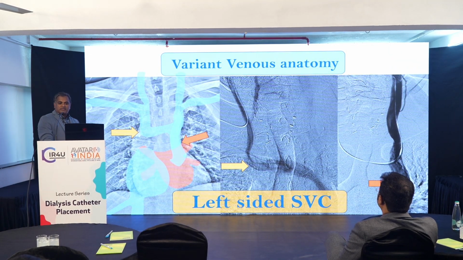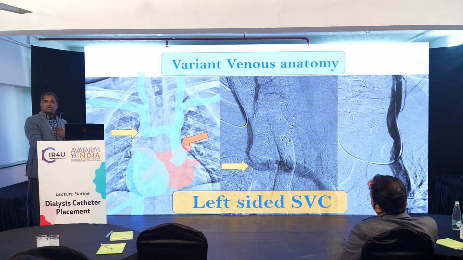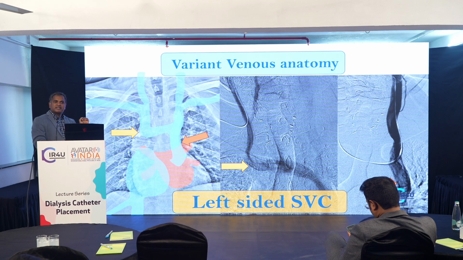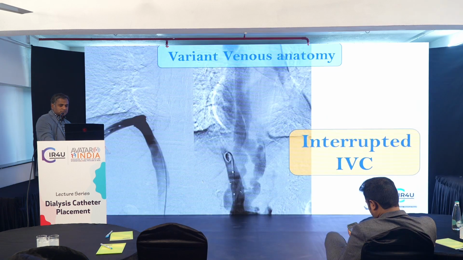The second one: we all know the SVC is on the right side. What if the patient has an SVC on the left side? You do come across, in my own experience, a handful of times, a patient who does not have a right SVC, it's a left SVC. So in this case, if you don't know the anatomy and you see a catheter being placed, the first thing you'll assume is that this is a wrong placement and the catheter has to come out. So always take a step back, look at the anatomy.